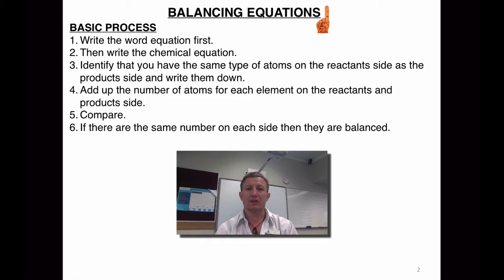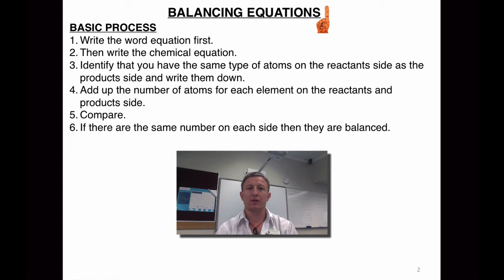The first thing that we need to do with any reaction that we're looking at, whether it be as a practical or from a question scenario, is to write down the word equation. Then we need to write down the chemical formula for each of the words. And then we start getting into the nitty-gritty of the balancing equations. Now the first thing that we need to work on is to identify that we've got the same atoms at the beginning as we've got at the end.